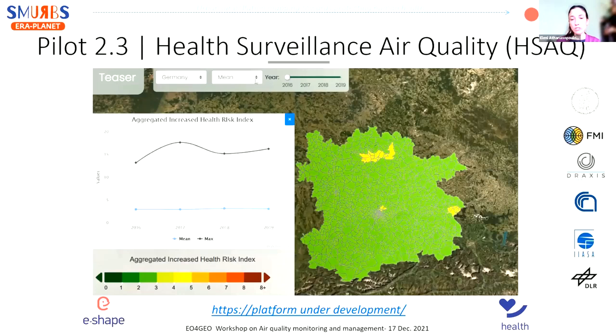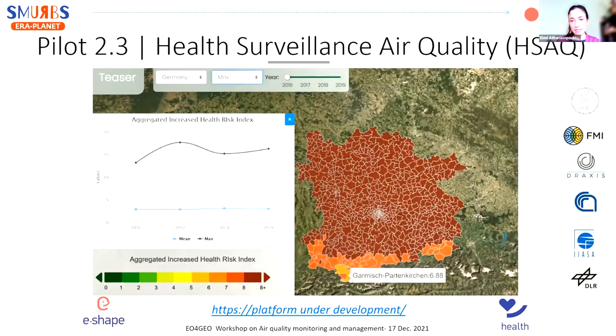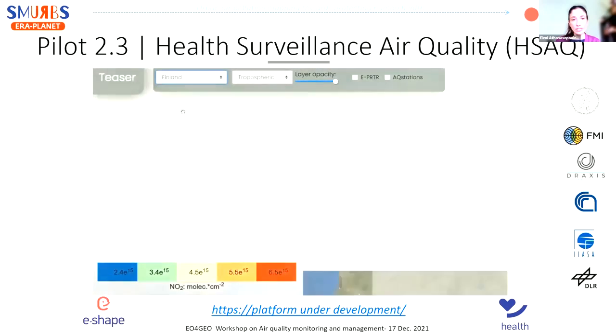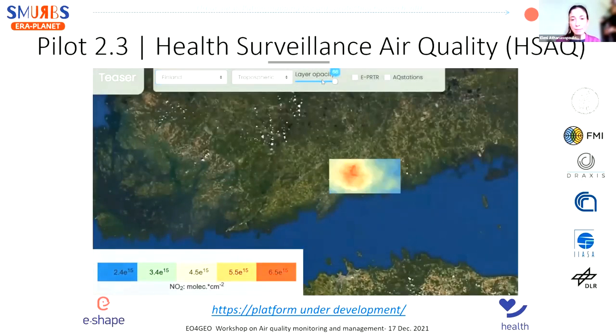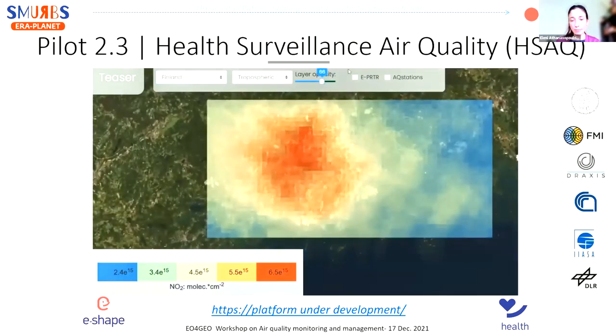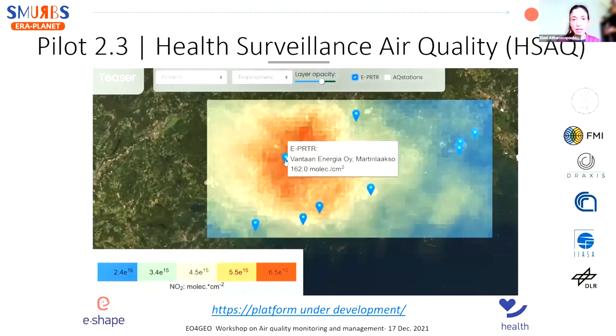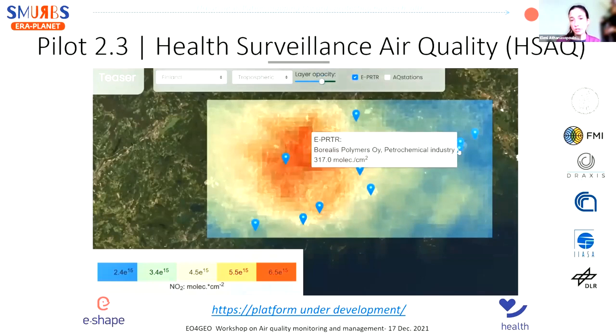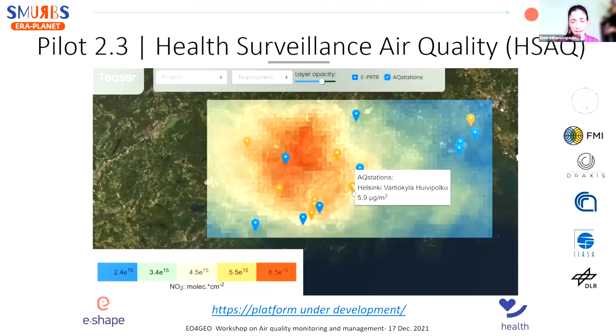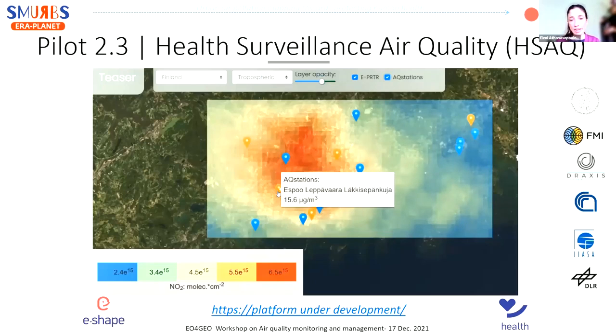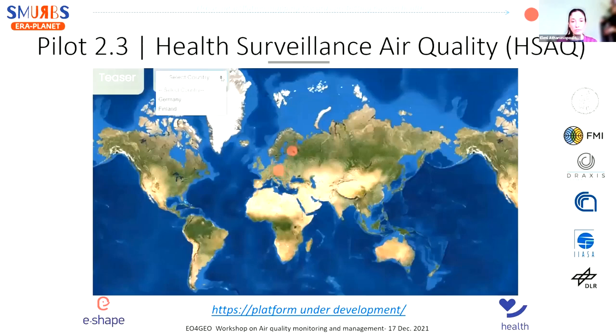This will be the content of the teaser platform, but each city will develop their individual platform with more information than the one that is shown here. Then if we see what is over Finland, there are maps of NO2 from Sentinel-5P that are downscaled down to 1 by 1 kilometer. And some information on the point sources of the area, as well as air quality station information on the area, are also there, and will be, as I said, more as the platform evolves.